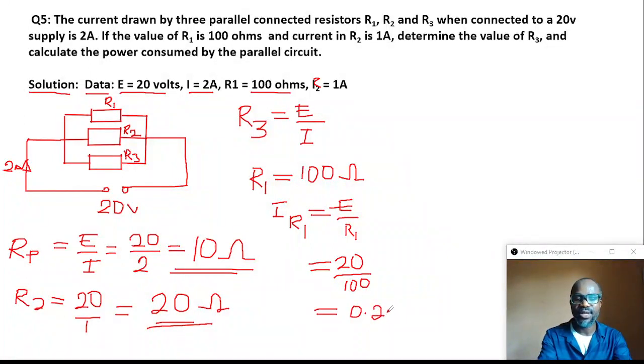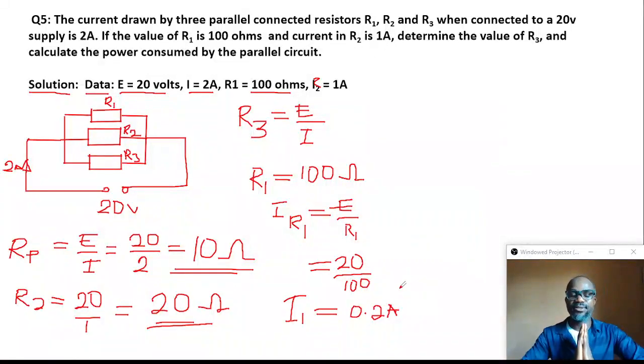Okay, 0.2 amps. So the current flowing across resistor 1 is just 0.2 amps. That is I1, if I should use that. Current flowing across resistor 1 is 0.2 amps. We have found that. Good.